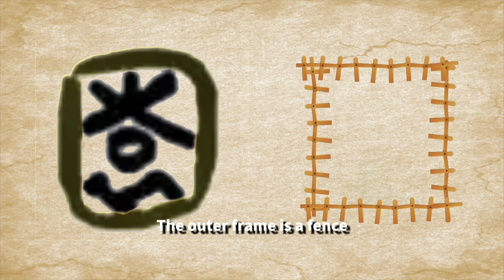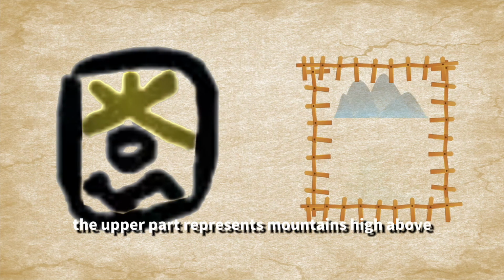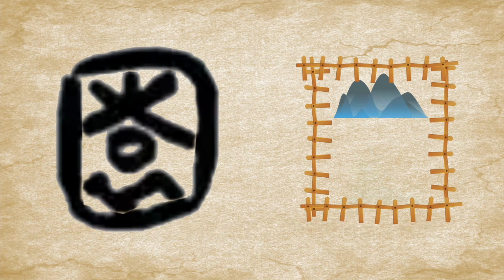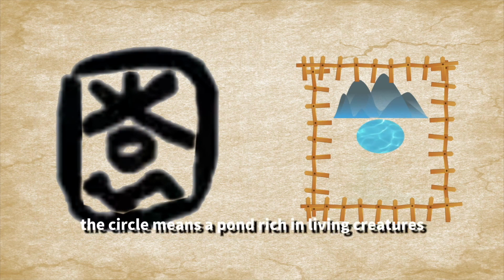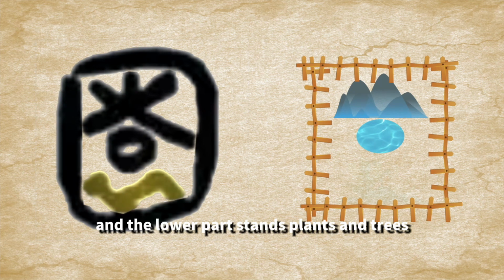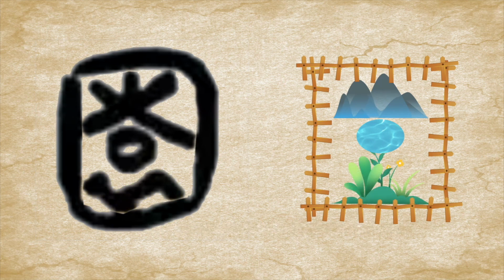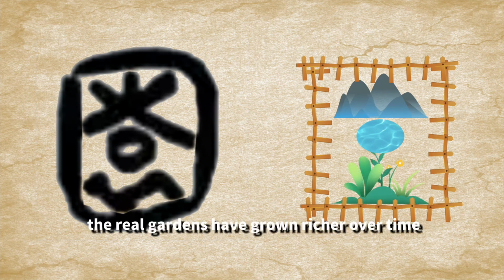The outer frame is a fence. The upper part represents mountains high above. The circle means a pond rich in living creatures, and the lower part stands for plants and trees. Based on this concept, the real gardens have grown richer over time.